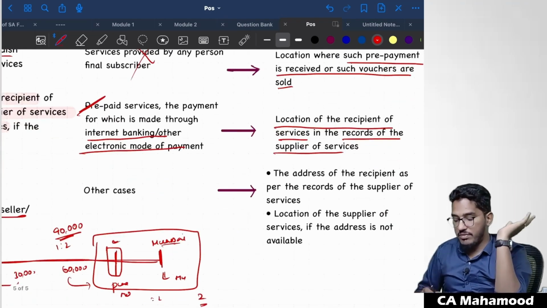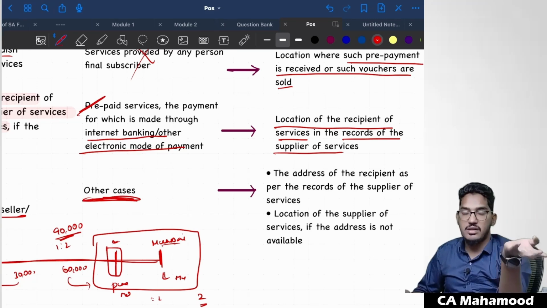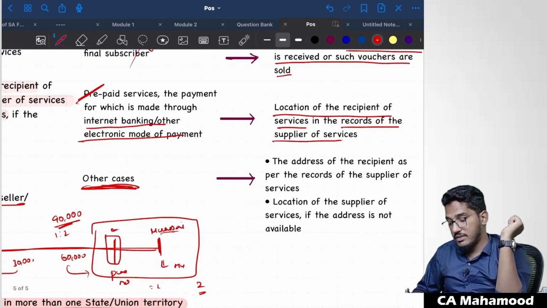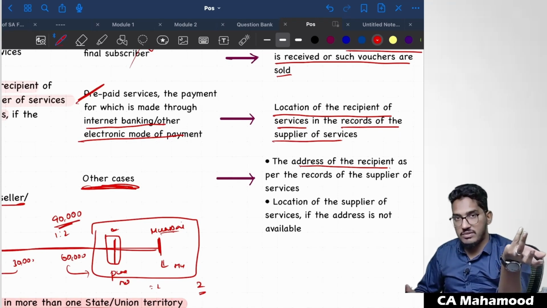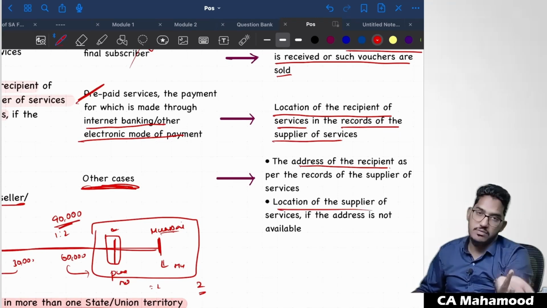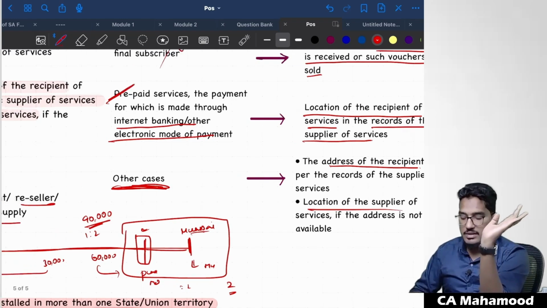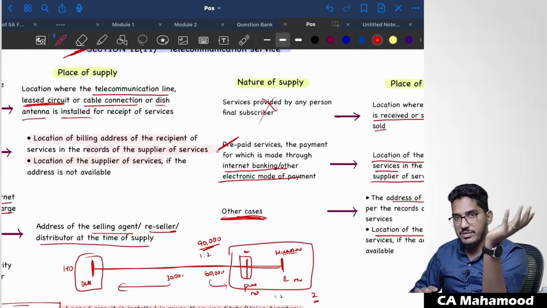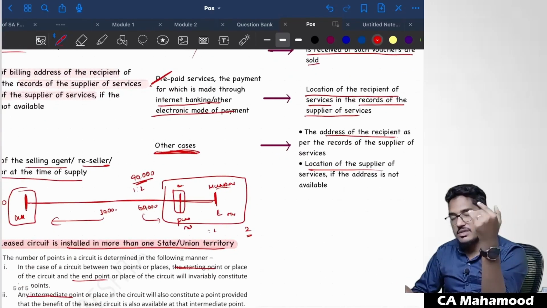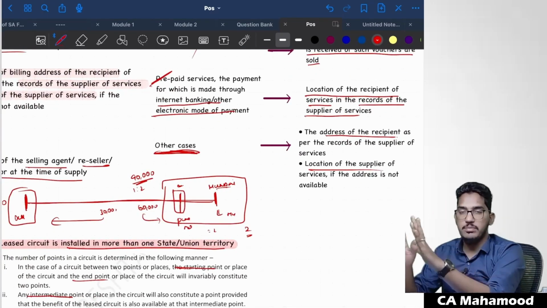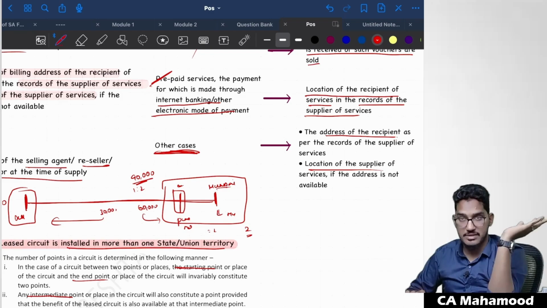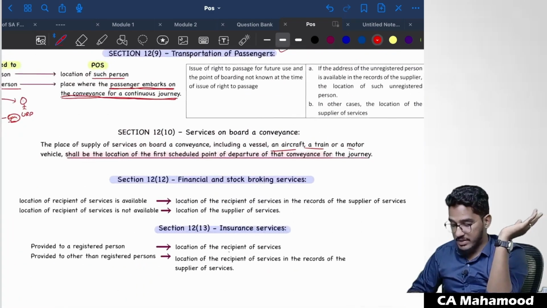Sir, apart from the above, if any other telecommunication services are there, how to determine the place of supply? In all other cases, if the address of the recipient is available, then the location of the recipient. If the address is not available, the location of the supplier. As simple as that. So if the telecommunication services fall under any of these categories, well and good, we determine the place of supply as per this rule. If they do not fall under any of the above categories, then we simply see: is the address of the recipient available? Yes, available: location of the recipient. Sir, address is not available: then location of the supplier. As simple as that. So this is what we have regarding 12 subsection 11.